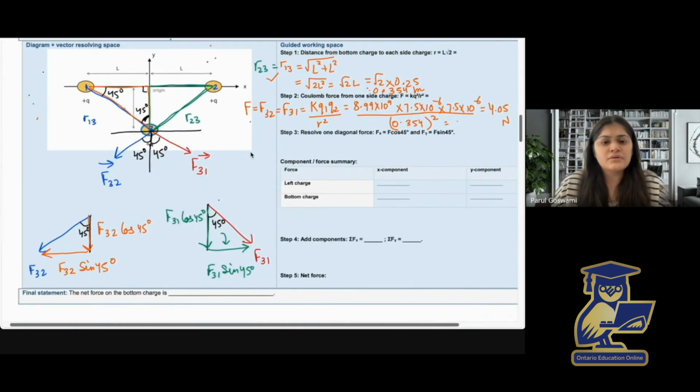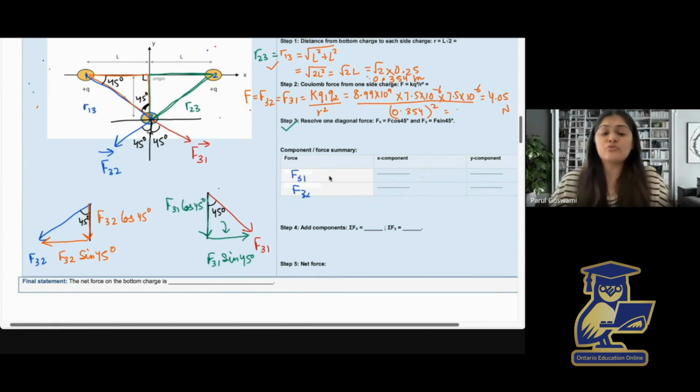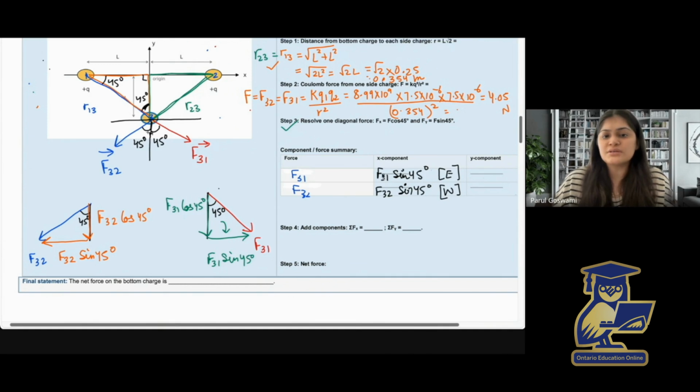Now, as you can see, we have also resolved the diagonal forces. Let's complete the component or the force summary for these forces. So the x component of F31 will be F31 sine 45 degrees, and for F32 it is F32 sine 45 degrees. This would be facing towards east, and the direction of this is west. Now we have already seen that F31 and F32 are the same, which equals F. So we can just substitute this with F and F, which we have calculated as 4.05 Newton.